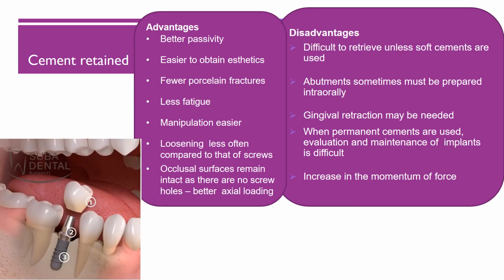So coming to the differences between them, the cement retained type has advantages and disadvantages we are going to deal with. What are the advantages? There is better passivity, easier to obtain aesthetics, fewer porcelain fractures, less fatigue, easier manipulation, and loosening less often compared to that of screws. Occlusal surfaces remain intact as there are no screw holes, so better axial loading.